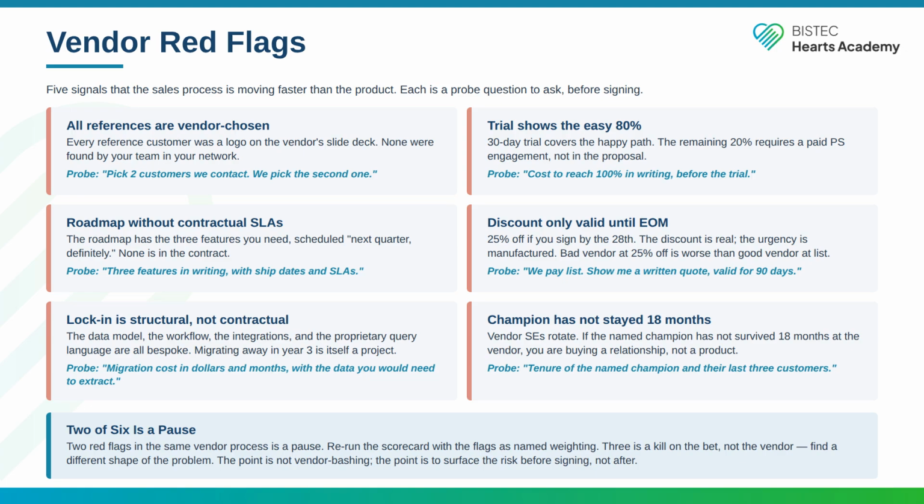Flag 4. Discount only valid until end of month. 25% off if you sign by the 28th. The discount is real. The urgency is manufactured. Bad vendor at 25% off is worse than a good vendor at list. Probe. We pay list. Show me a written quote valid for 90 days.